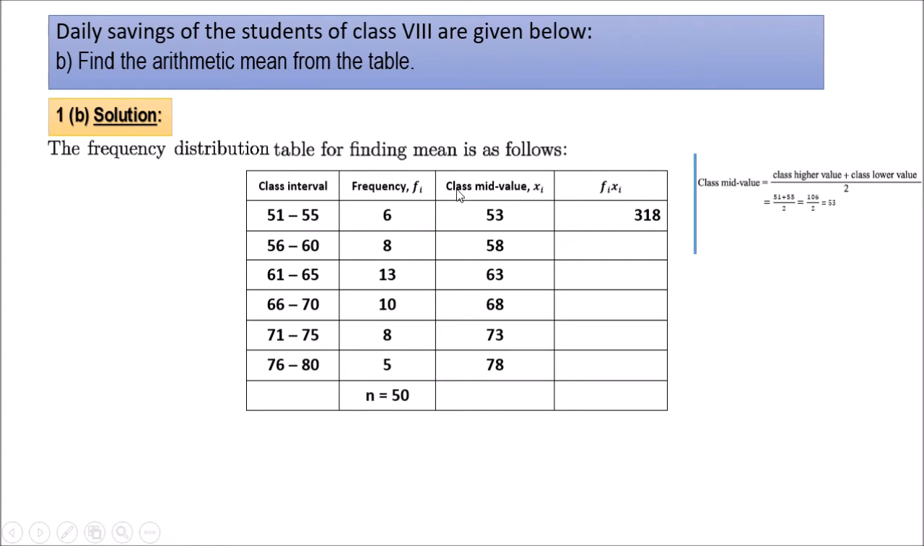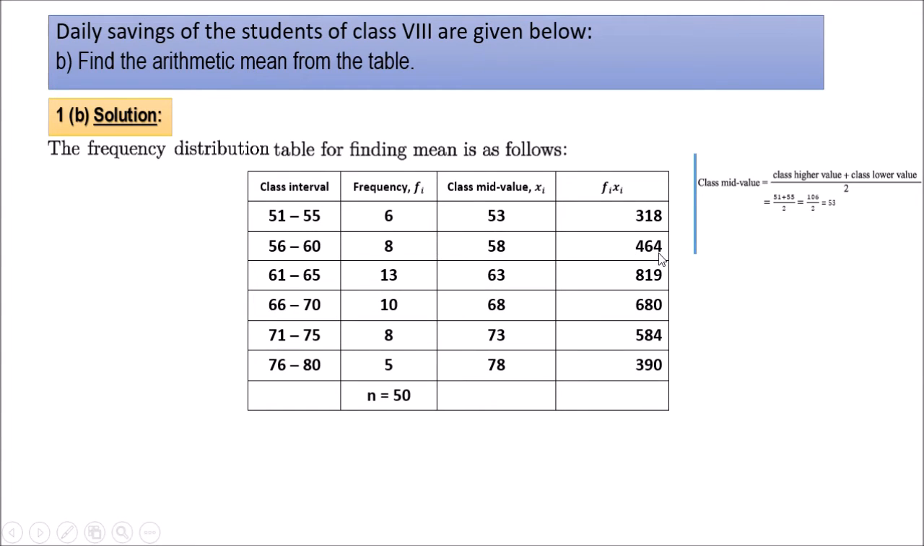What is the meaning of it? The multiplication of fi and xi. That means the first class frequency and the first class mid value. So 6 into 53, that equals 318. Similarly, 8 into 58, that is 464. 13 into 63, that is 819. 10 into 68, that is 680. 8 into 73, that is 584. 5 into 78, that equals 390.